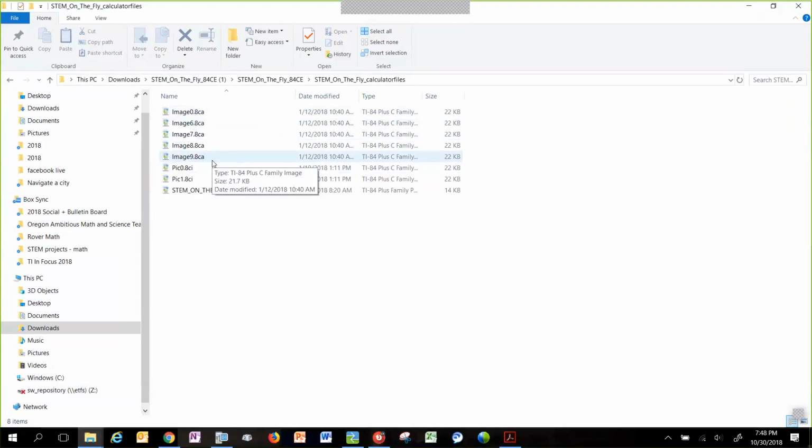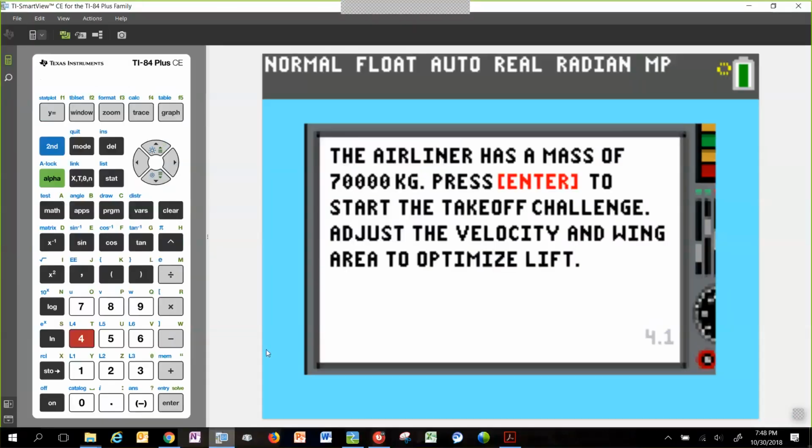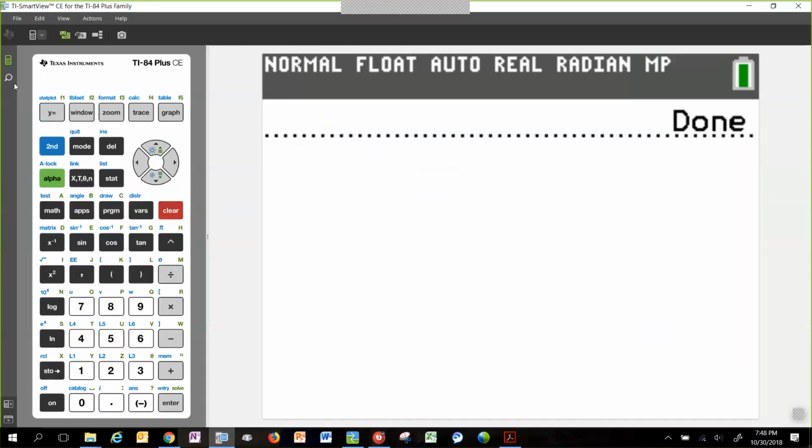Images 1 through 5 are the standard ones that are loaded on there from the very beginning when you upload your operating system, which you could overwrite, but this particular activity only uses 5 images and then 2 pick bars. All of these files, including the .8xp file, need to be transferred over to your graphing calculator. So what I'm going to do really quickly is use my SmartView emulator.